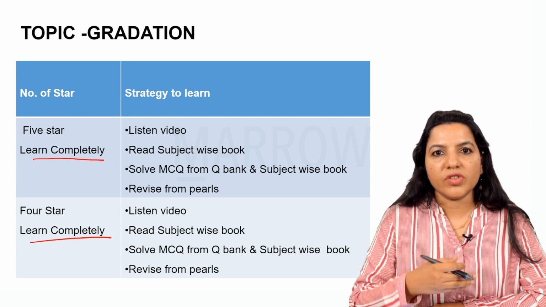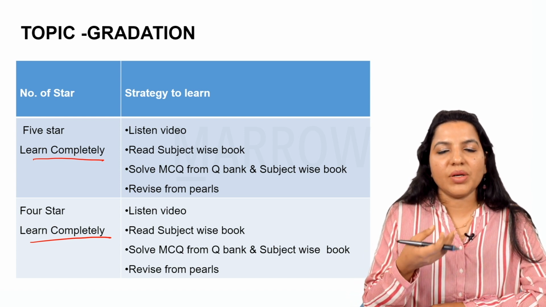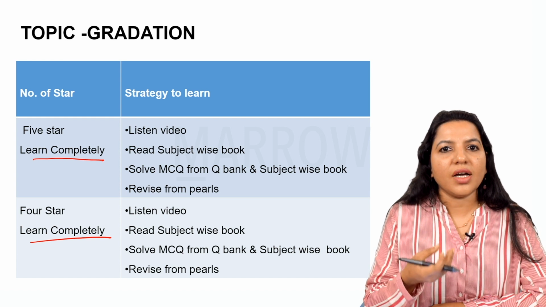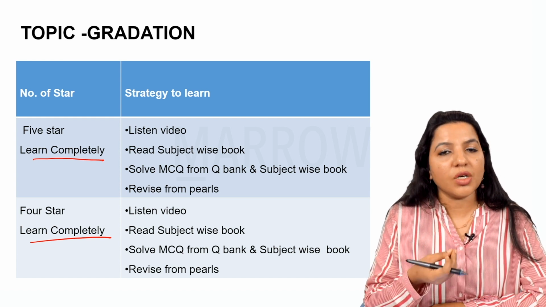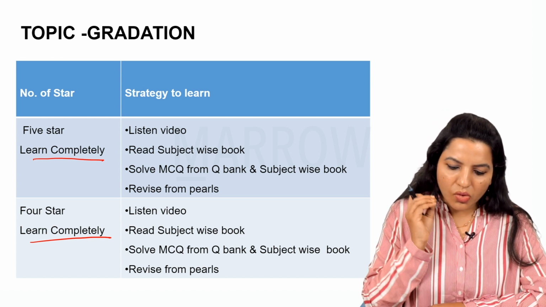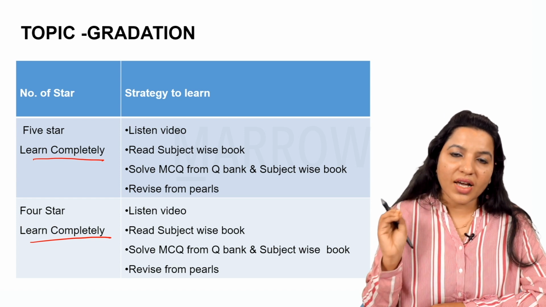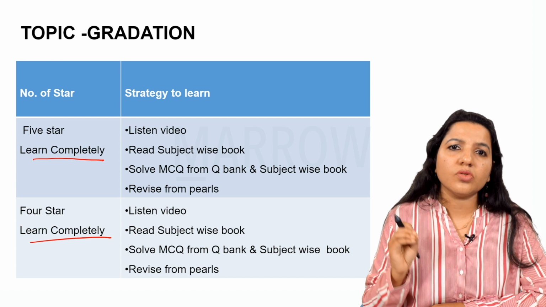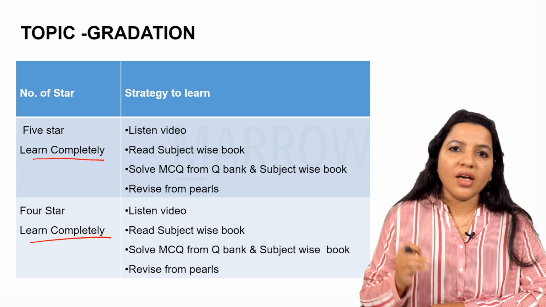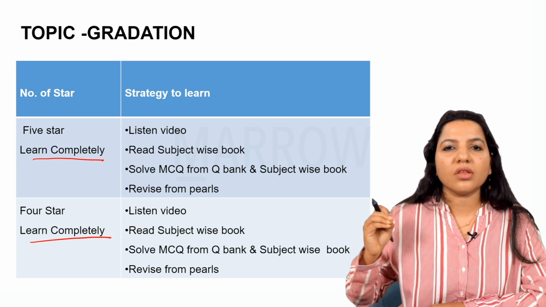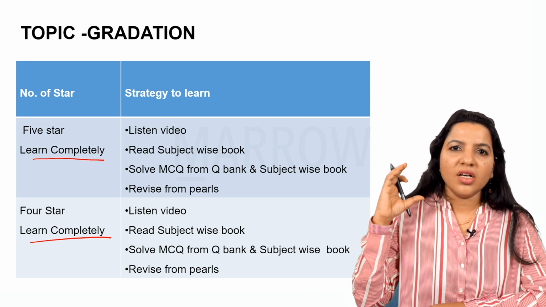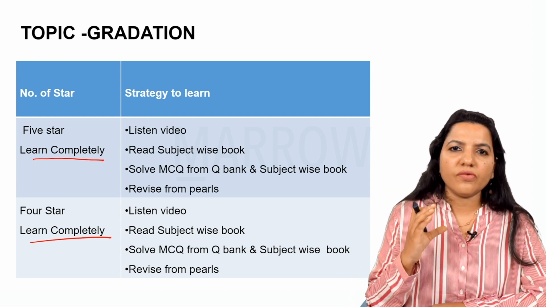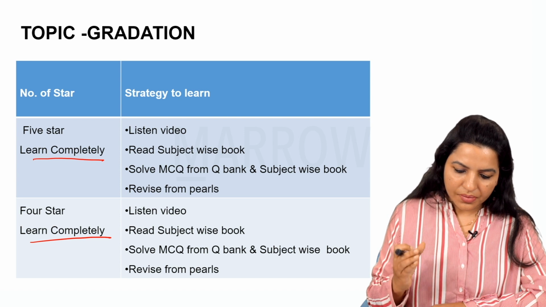rather than learning a new book which is having a new thing maybe there, so that you may not be able to understand it. So solve the MCQs from the book as well as from the Q bank. And how to revise it? It's better, the Marrow is having pearls, and you revise it using the pearls. So that much depth knowledge is needed for 5-star.